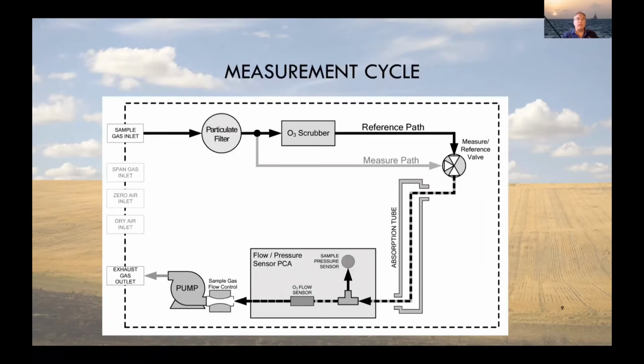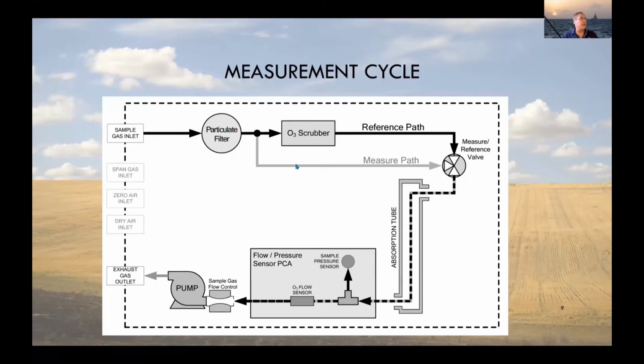So now we're going to talk about the measurement cycle. This is pretty similar for all the ozone instruments out there. So gas enters through the gas inlet, passes through the particulate filter, and travels through one of two different pathways. The first pathway, the reference path, goes through an ozone scrubber where all the ozone in a sample is removed. That is drawn through a three-way valve into the absorption tube where a measurement is taken.